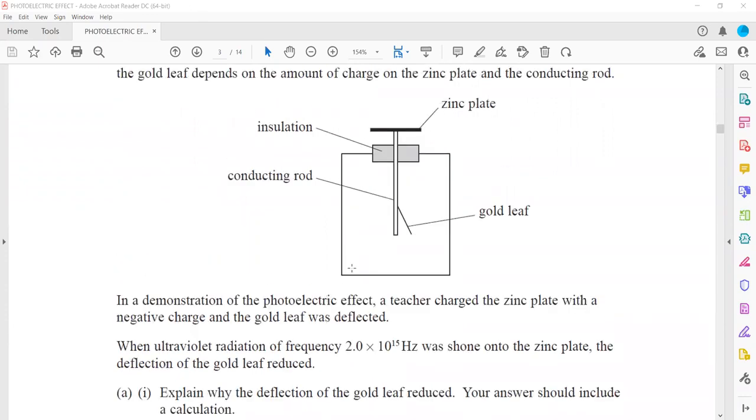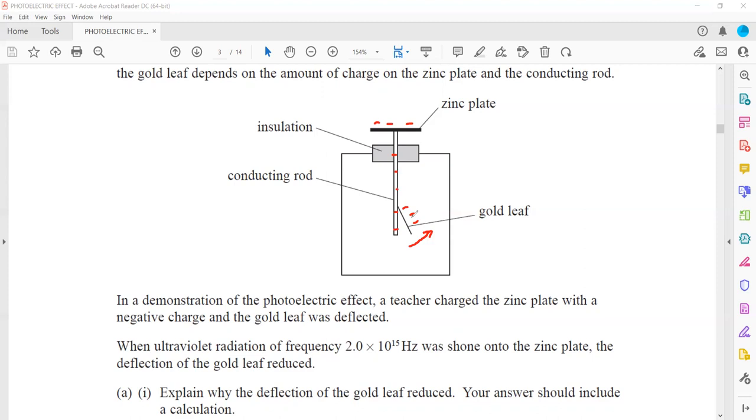Now, what happened in a demonstration of the photoelectric effect? A teacher charged the zinc plate with a negative charge, and the gold leaf deflected. So what did the teacher do? The teacher charged the zinc plate. Because it's conducting, the whole plate will get a negative charge, and like charges repel. So as a result, the gold leaf is deflected.